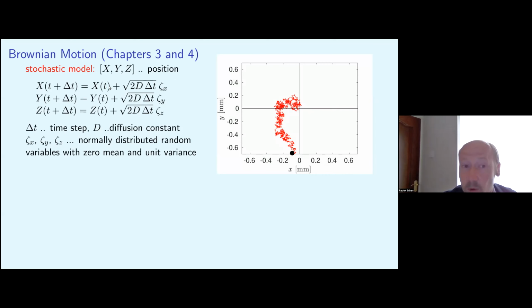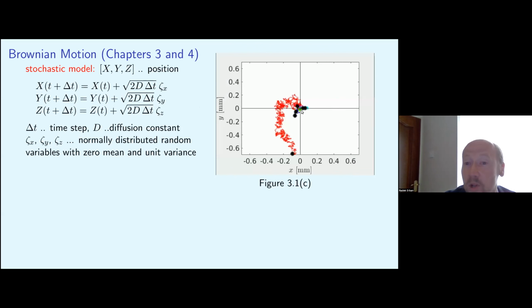So this is a stochastic model. I need a random number generator to do it. And if I do multiple realizations of this model, I can just start multiple copies of this process. Then obviously each of these particles, given that they start from the origin, has a different time evolution. So this is a stochastic model of diffusion.